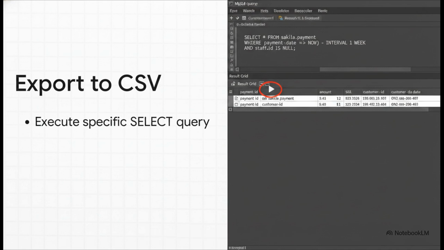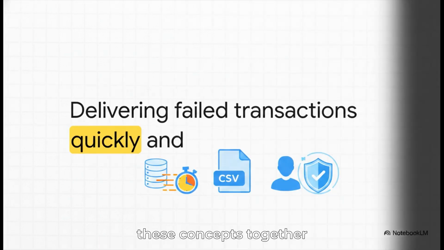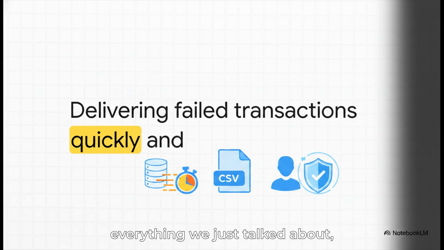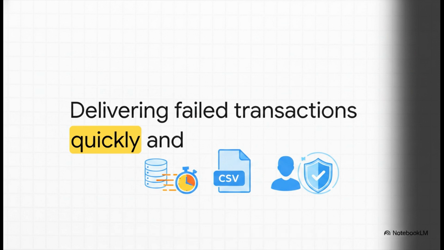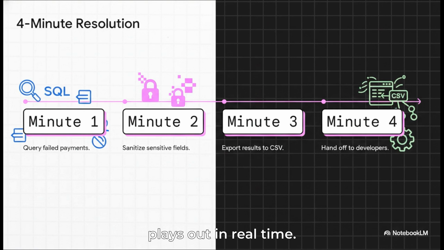So let's bring all these concepts together and go back to that original urgent Slack message. We need to deliver those failed transactions quickly and safely. By combining everything we just talked about, we can build a seriously efficient real-world support workflow. Here is exactly how it plays out in real time.